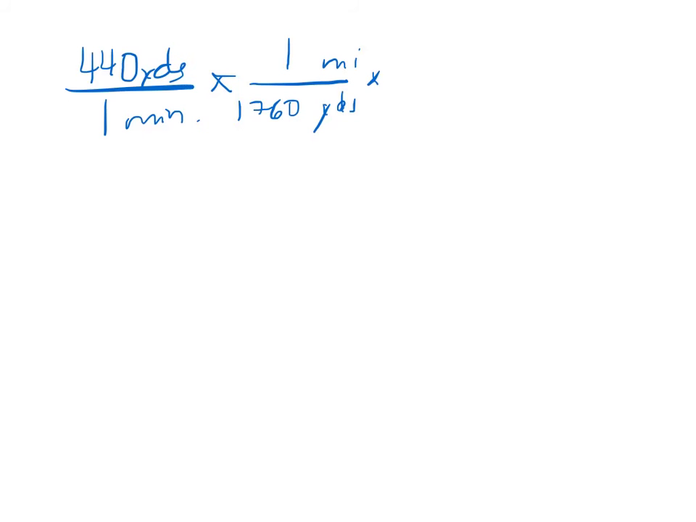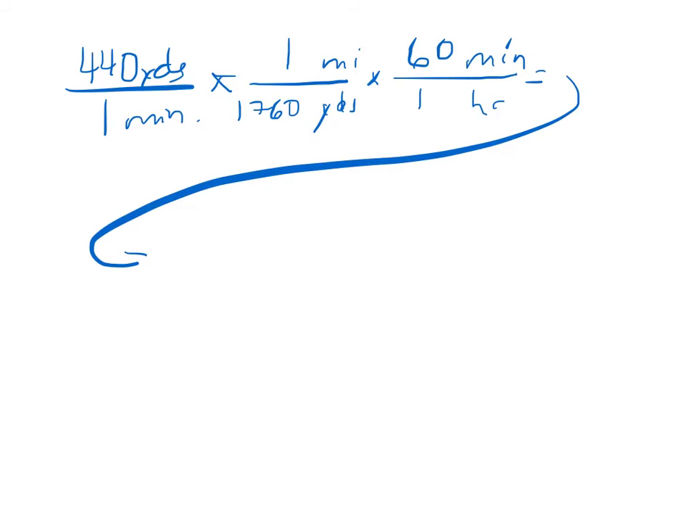And I've got to change it to miles per hour. So I also need to include an hour unit multiplier. Over here I see I've got minutes on the bottom. So I want minutes to be on the top over here so that they cancel out. So that means my hour will be down here. And there's 60 minutes in 1 hour. So I'm going to move that over here. I'm going to have 440 times 1 is 440 times 60 over 1 times 1,760 times 1, which will be 1,760.